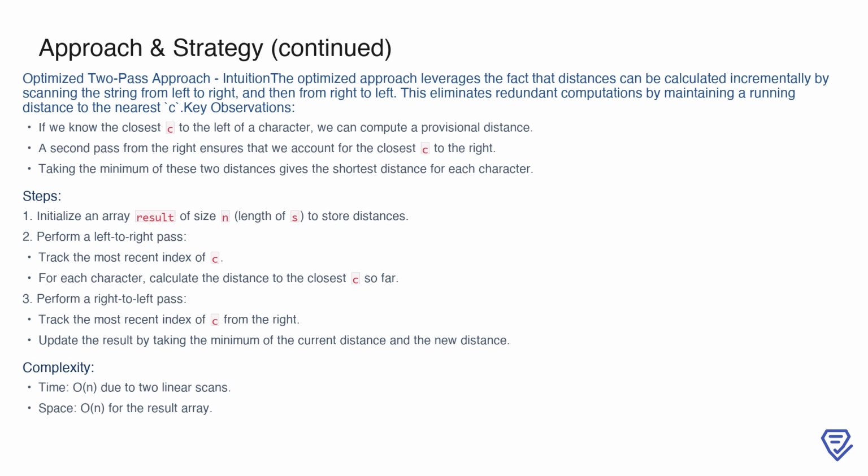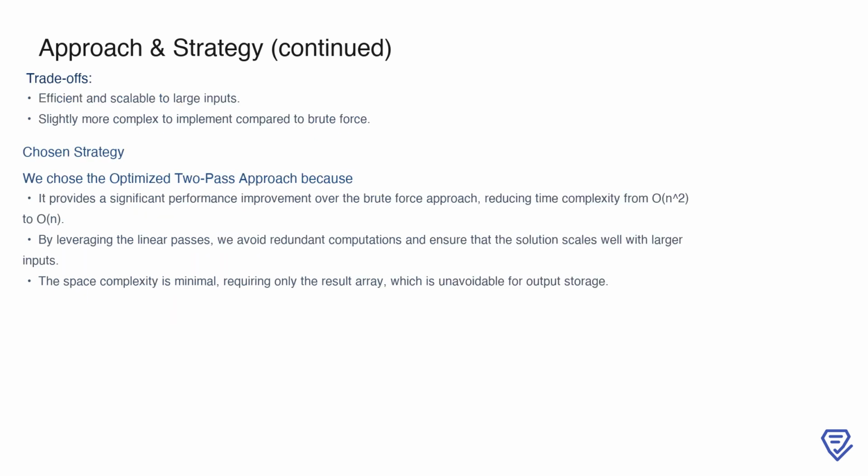By taking the minimum of these two distances for each character, we ensure the shortest distance is calculated efficiently. With this approach, the time complexity drops to O(n), since we only traverse the string twice, and the space complexity is limited to the output array, making it much more scalable. This optimized approach not only improves performance but also scales well to handle large input sizes.